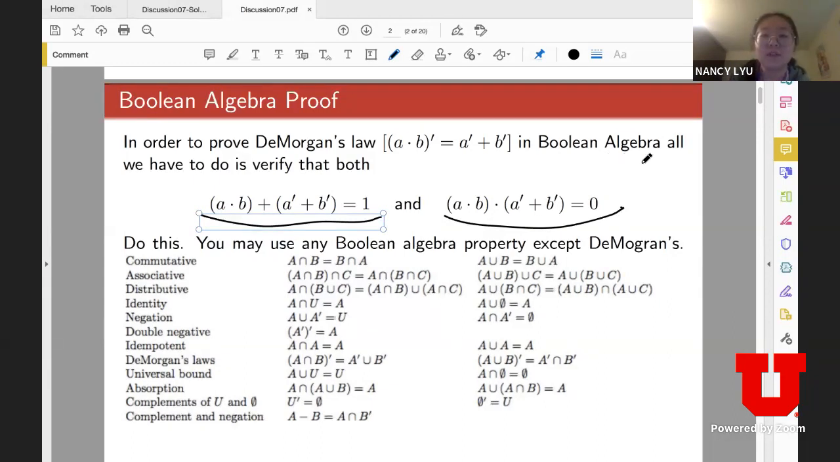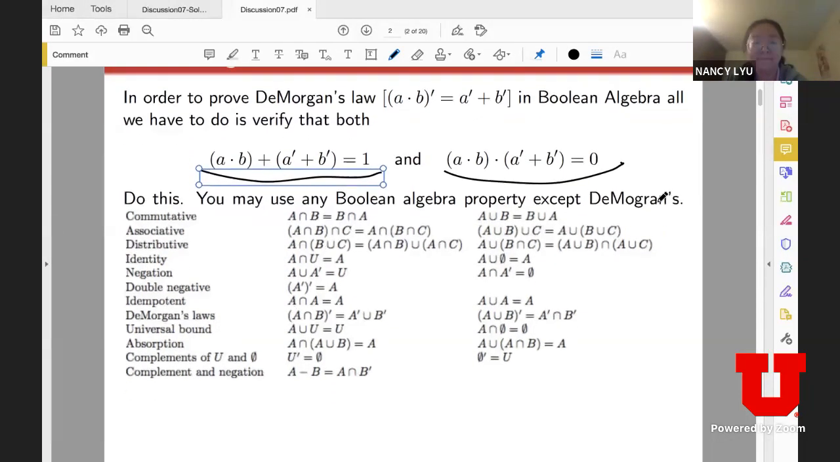So can anyone tell me first why this is true? And why do we want to verify these two equations to show that De Morgan's law is true? Anyone?